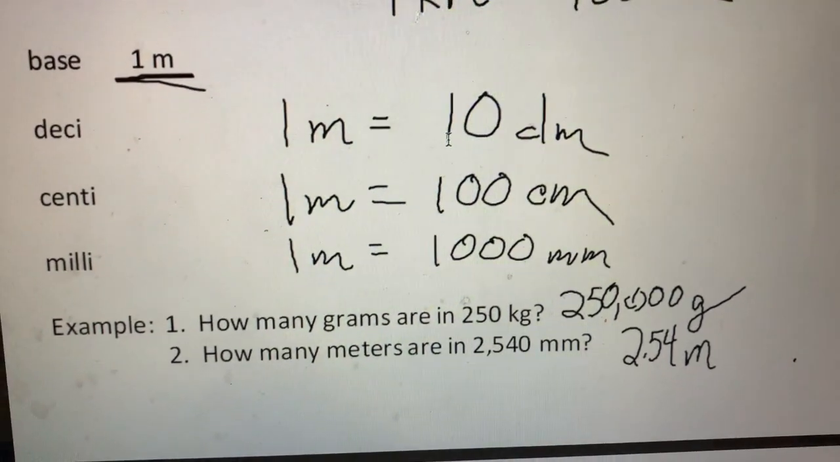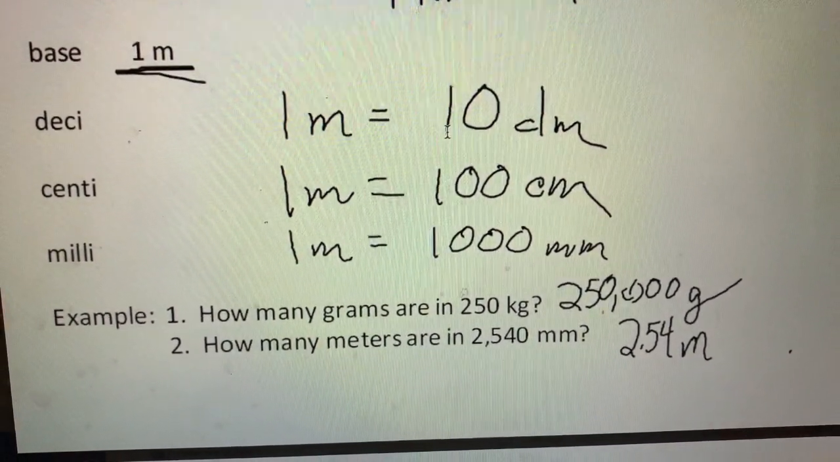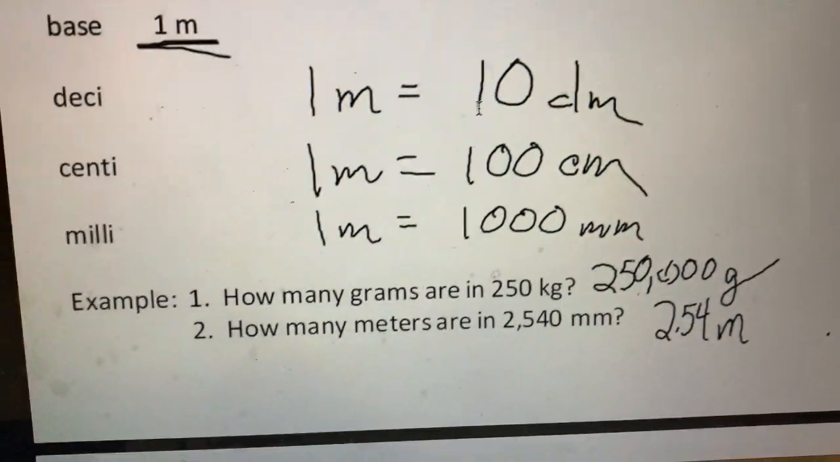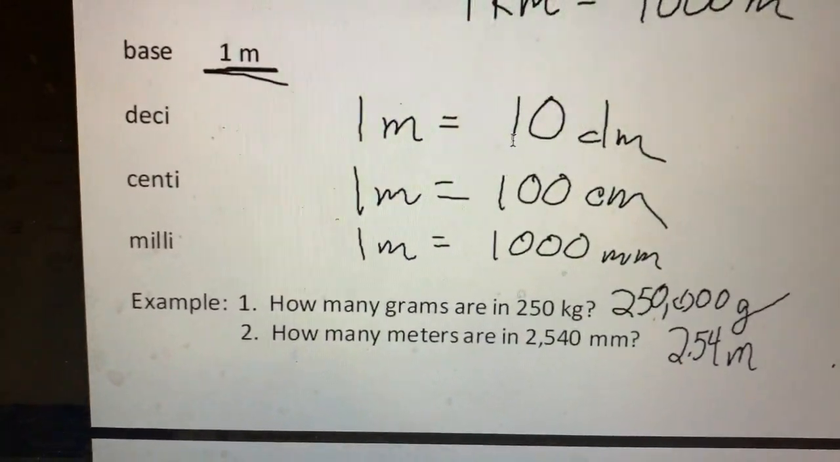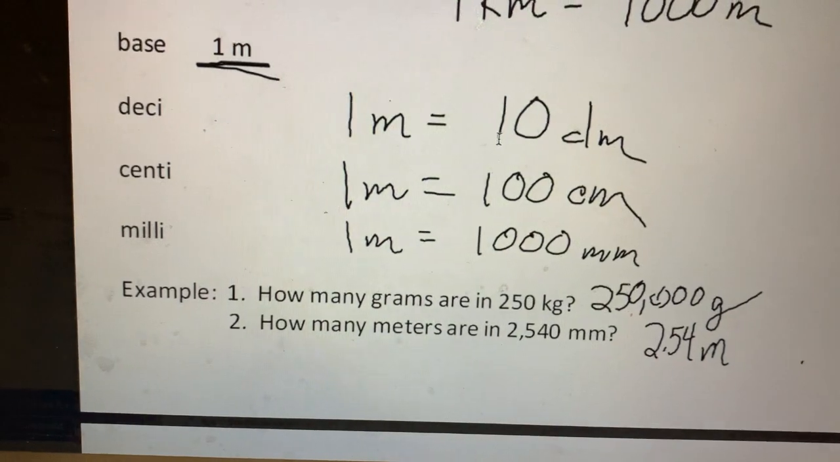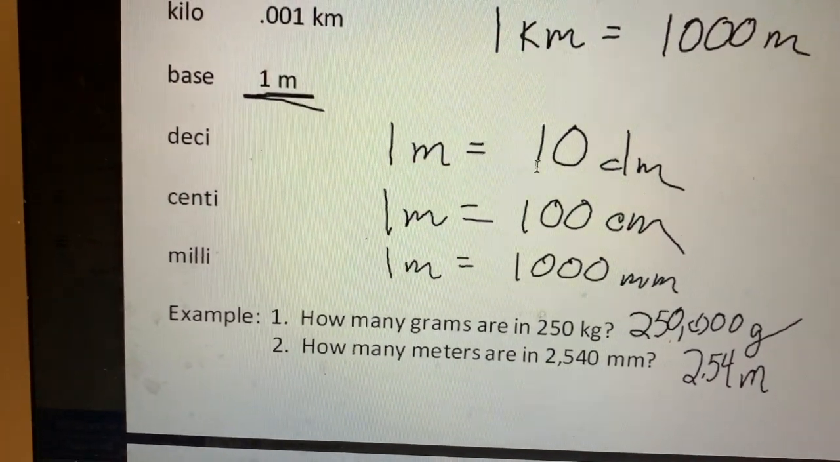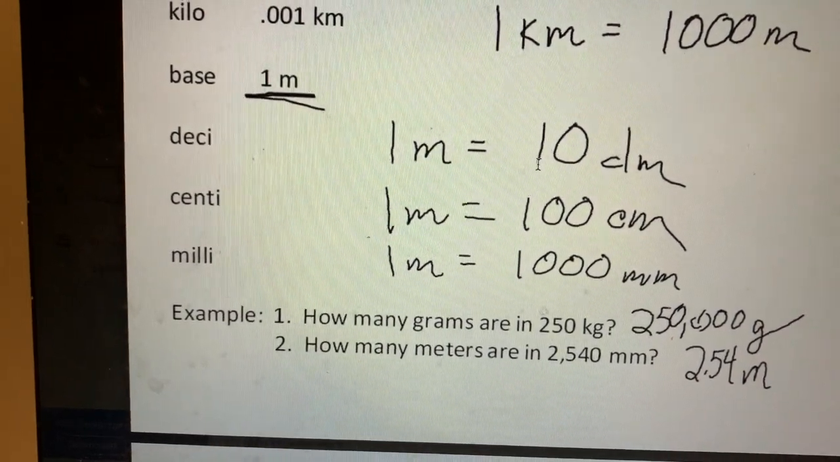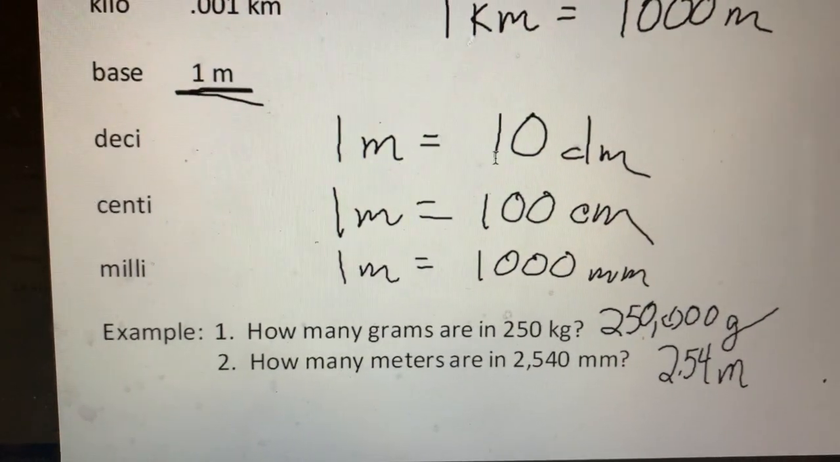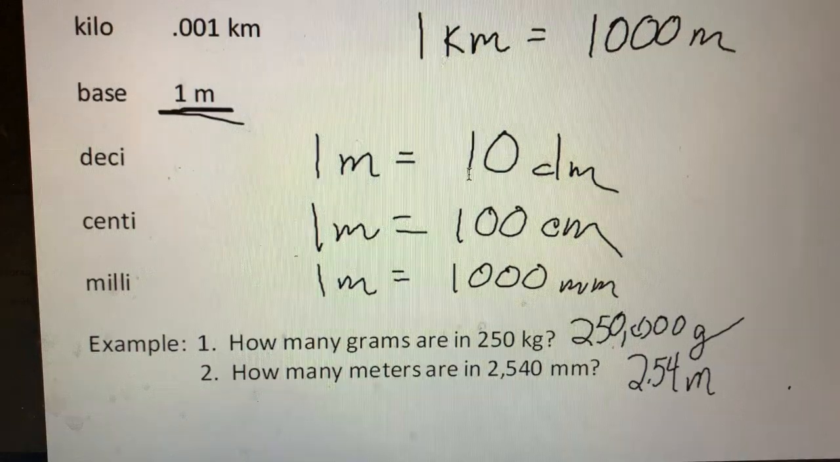How many meters are in 2,540 millimeters? Millimeters are teeny, teeny, tiny, and so I'm not going to have as many meters. I think to myself, well, in 1 meter, there's 1,000 millimeters. So that's three spaces, 3 zeros, and I'm going to move that decimal place over to give me 2.54.